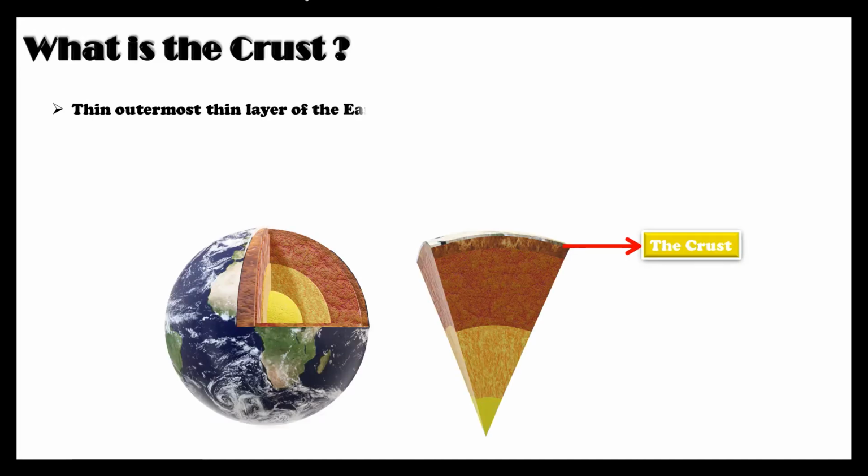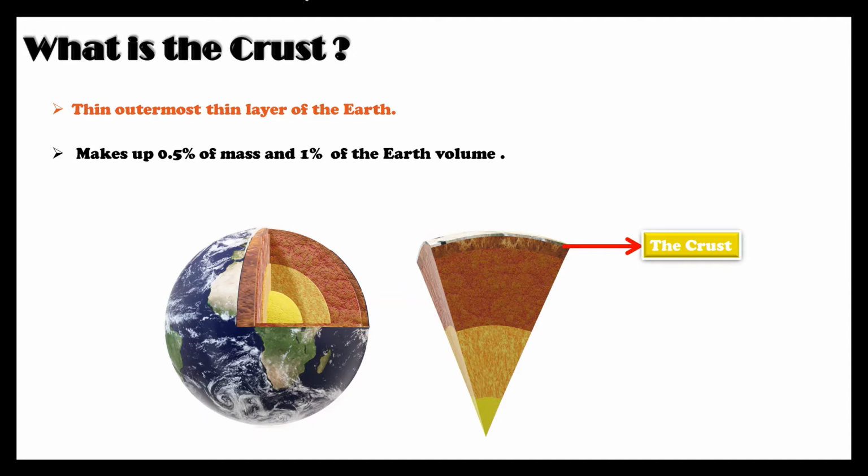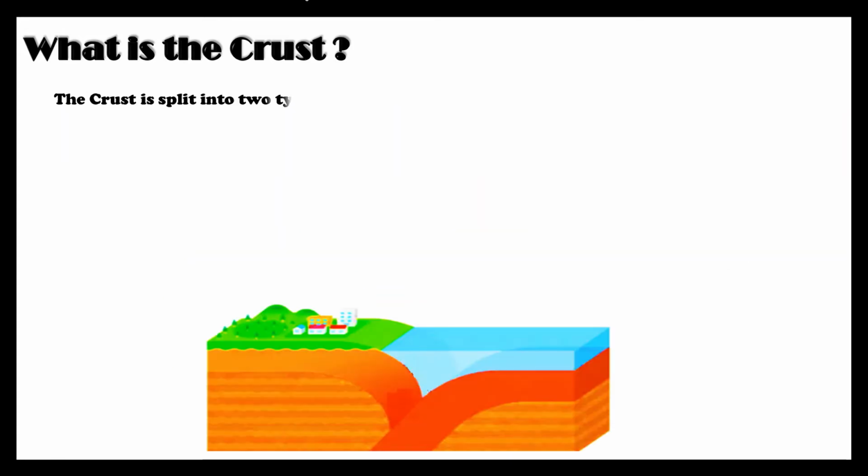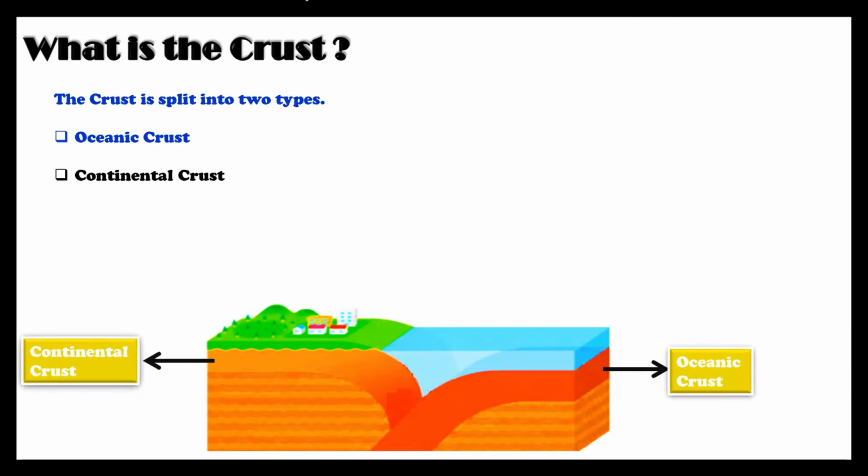Let's first understand the characteristics of the crust. The crust is the thin outermost layer of the Earth. It is the surface we walk on and the mountains and other landscapes we see. This layer makes up 0.5% of the mass and 1% of the entire volume of the Earth. The crust is further split into two types: oceanic crust and continental crust.